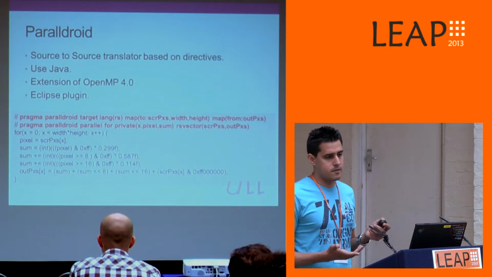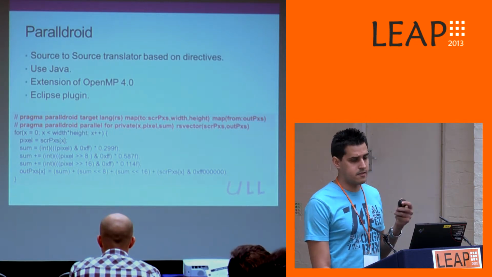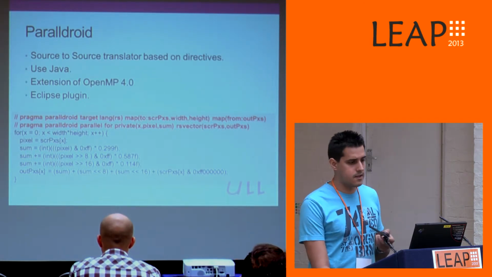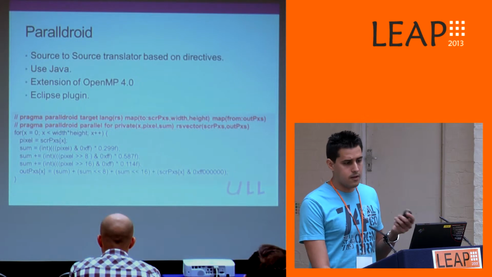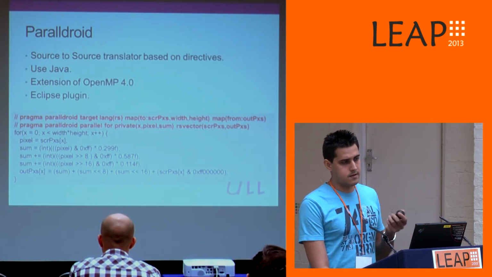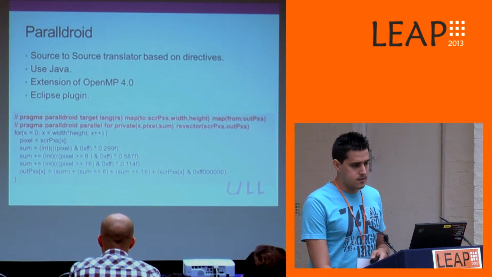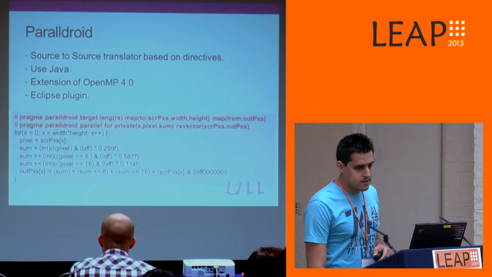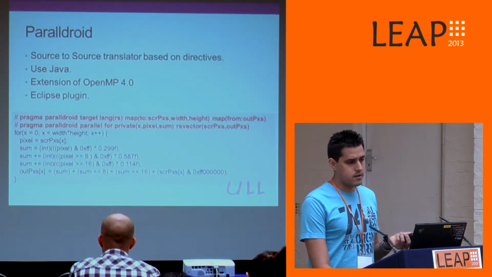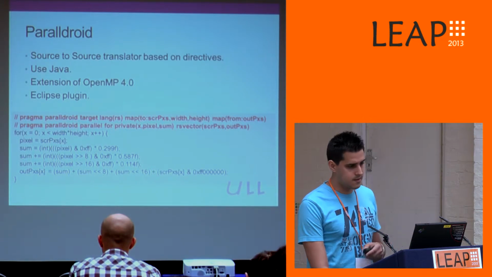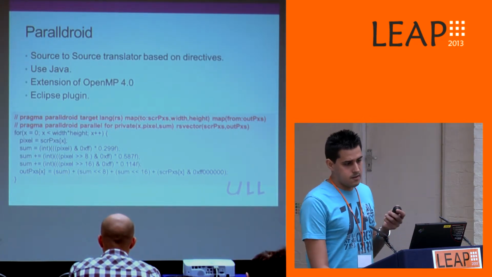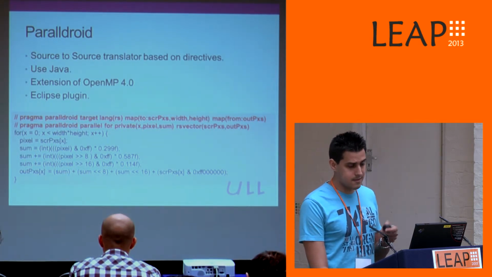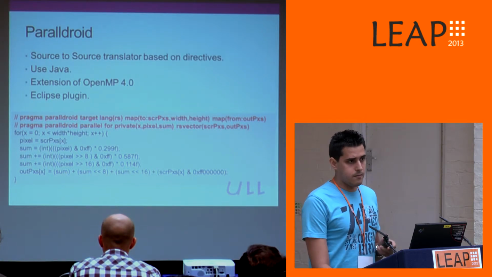Ideally, programmers implement their application using a simple language, Java in this case, but they want efficient code like Renderscript or OpenCL. So we developed Paralldroid, a source-to-source translator that generates efficient code from annotated Java code. The set of annotations used is an extension of OpenMP 4.